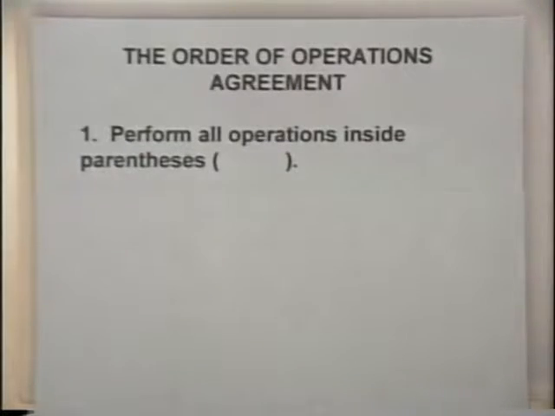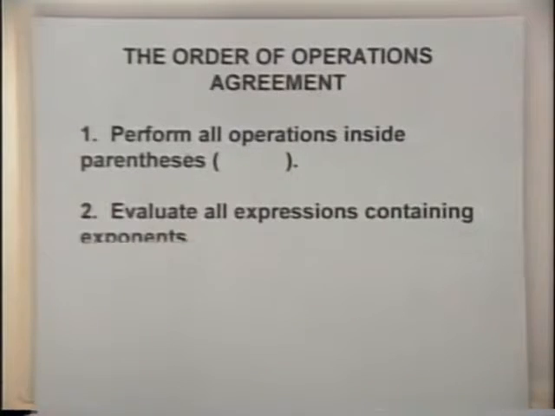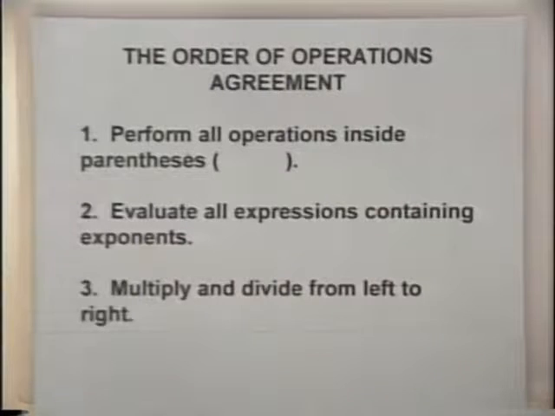First, we perform all operations inside parentheses. In mathematics, we use the parentheses to tell us to work the operations inside that parentheses first. We use those parentheses as grouping symbols. Next, after we have performed all operations inside parentheses, we evaluate all expressions containing exponents. After we evaluate all expressions containing exponents, we multiply and divide from left to right.